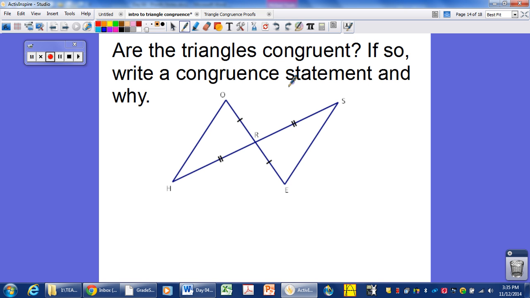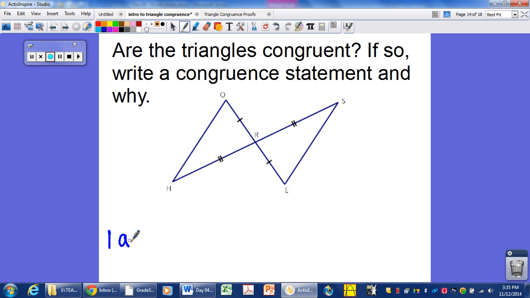Okay, are these triangles congruent? Well, I have one side marked. I have another side marked, so I have two sides. So the question is, can I show this third side and that third side? And that answer is no. I am not able to mark these sides as being congruent. Okay, I am only allowed to mark certain things.